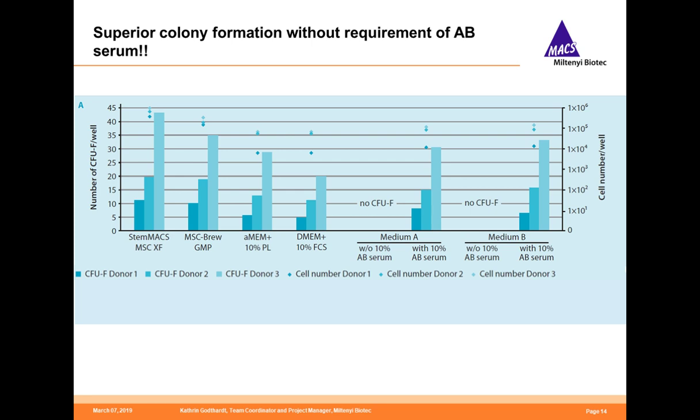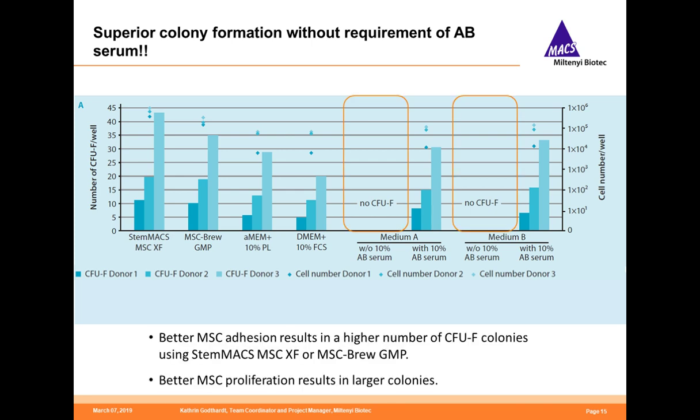And furthermore, we have compared to competitors where, of course, in this case you really have to add a B serum for this first isolation of cells from the starting material. So it's not possible to use the competitor media here without a B serum. There are no colonies at all at the end in the cell culture well. So better MSC adhesion results in a higher number of CFU-F colonies using the StemMACS XF and the MSC-Brew GMP media.